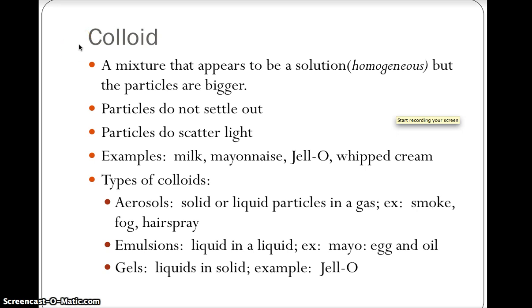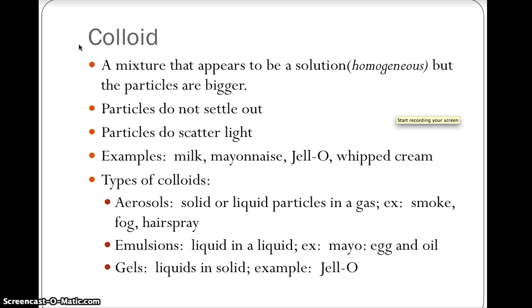Colloids are homogeneous, but their particles are bigger. Their particle size ranges from greater than 2 nanometers to less than 500 nanometers, but you don't need to know those numbers, it's just a reference again. The particles don't settle, so they stay evenly distributed throughout. The particles do scatter light. That means that if you shine a light through it, it won't go through all the way. Okay?